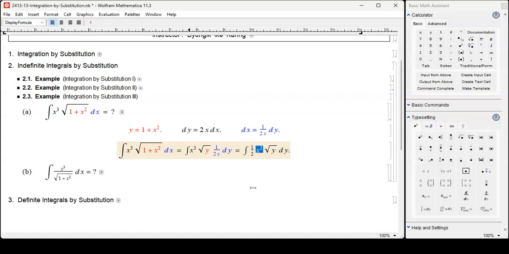I still have x expression here, so this y integral cannot be done yet. This is not a y integral, so we cannot finish this computation. What further technique do I need here? Well, we have to go back to the original substitution. y is 1 plus x squared. Therefore, x squared is y minus 1. Do you see that?